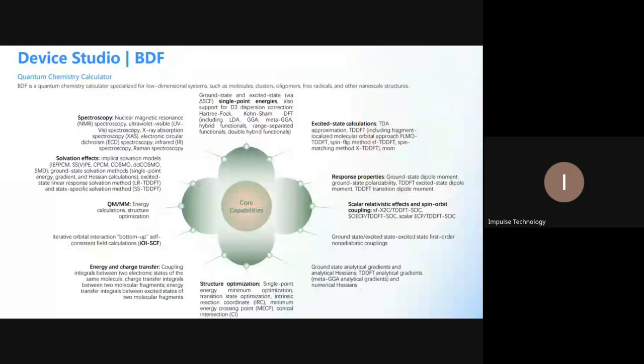You can find the excited state calculation with time dependent DFT also, like FLMO time dependent DFT, and you can see the spin matching method also present here. And you can introduce the response properties, scalar relativistic effect, and spin orbit coupling also. You can optimize your molecular structure, and you can find the energy and charge transfer also. When we go through the demonstration of the software, we will go through all these types of parameters also.